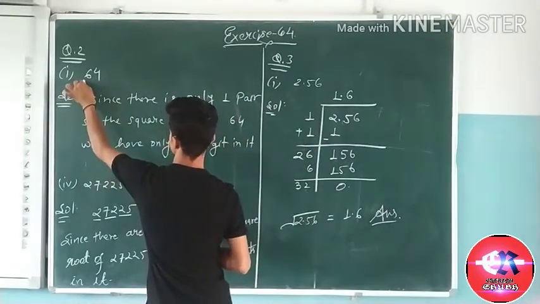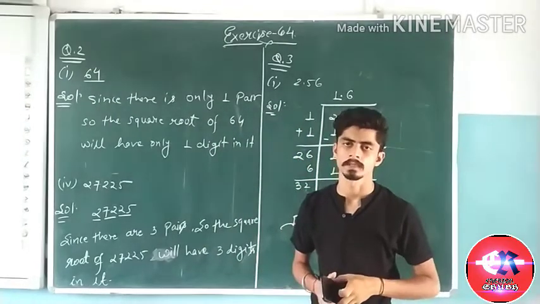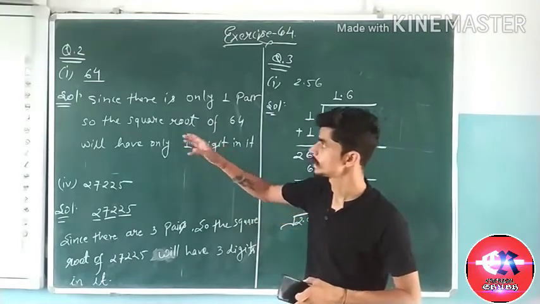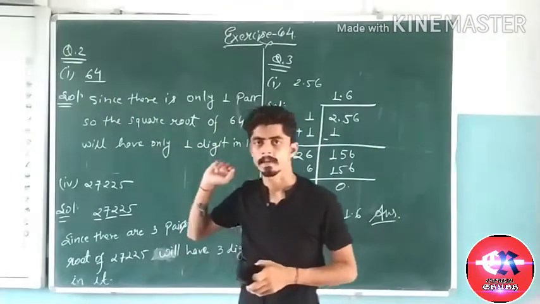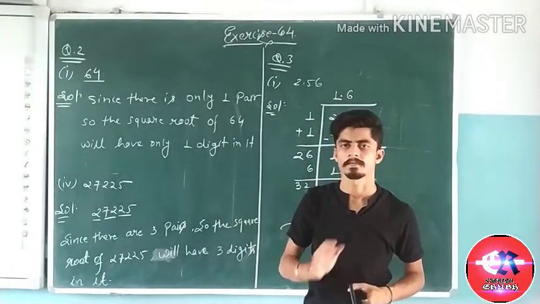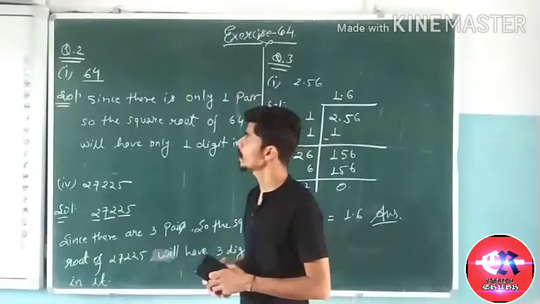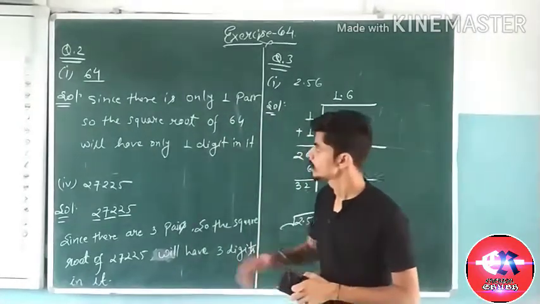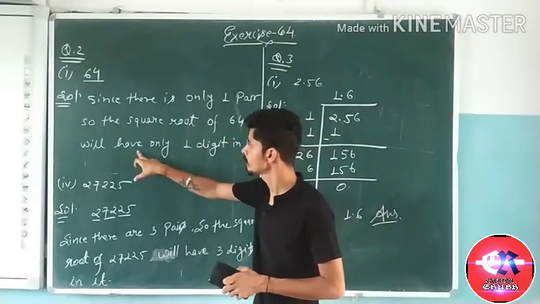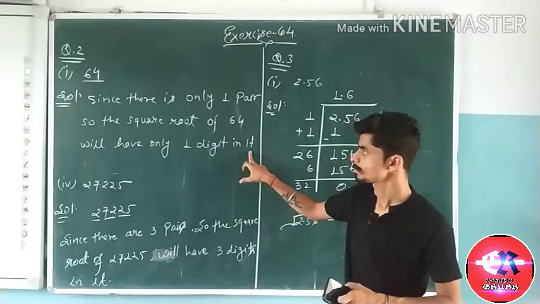I told you before that for finding a square root, we have to make pairs of two digits. If there are two digits, it is only a single pair, and we have to make pairs from right to left. So 64 has only one pair. Since there is only one pair, the square root of 64 will have only one digit.